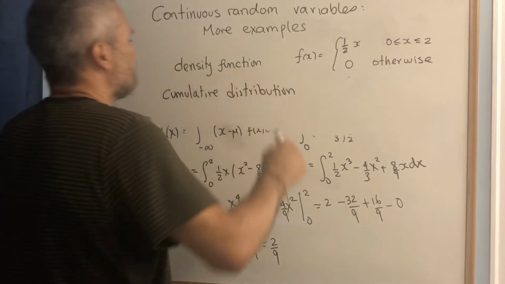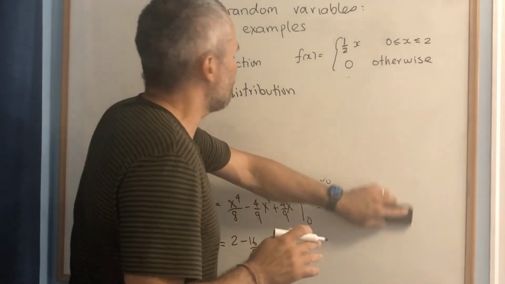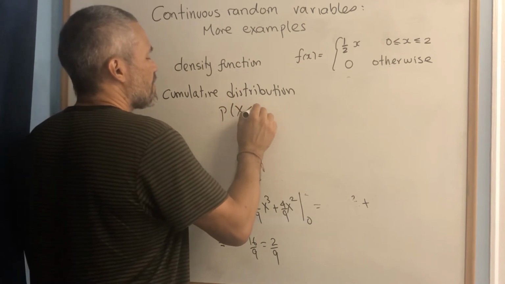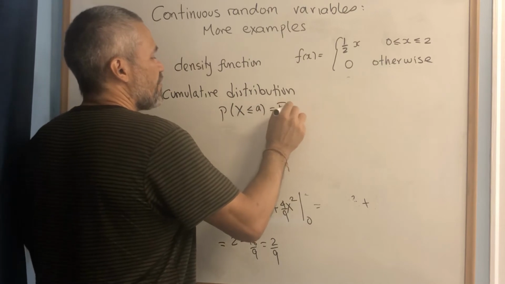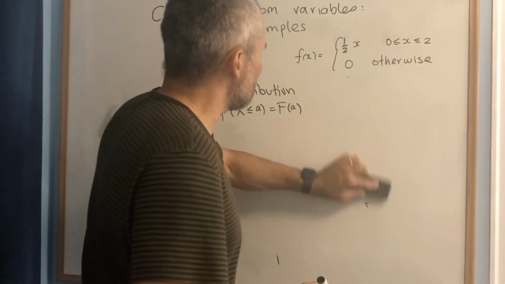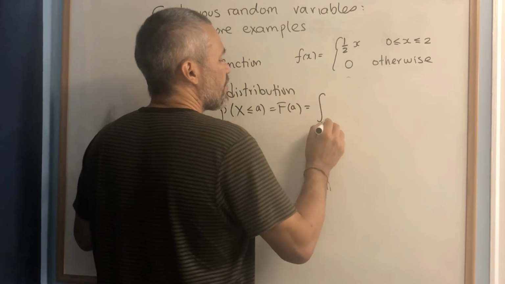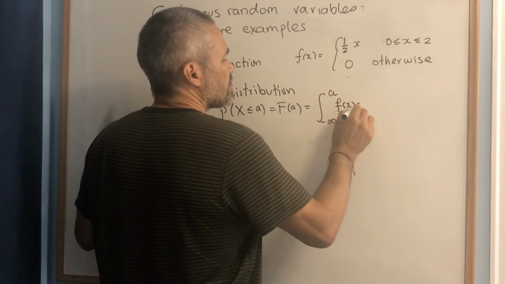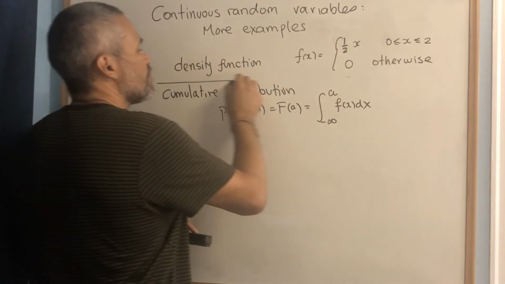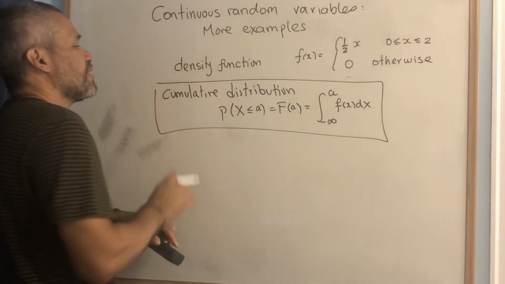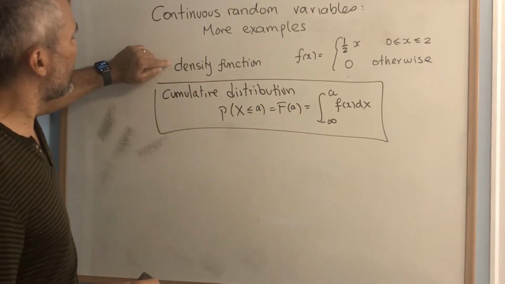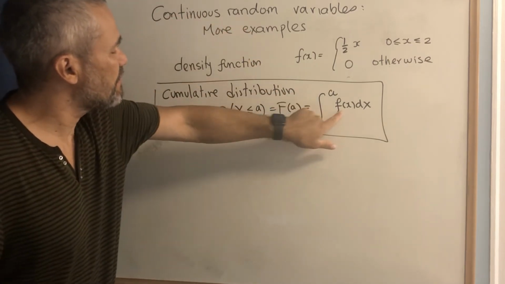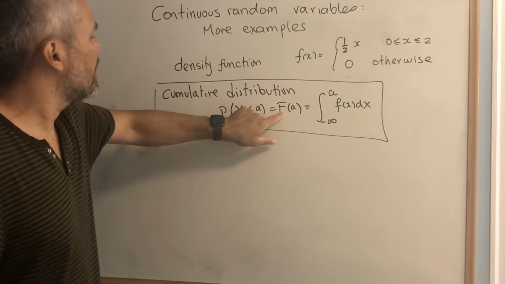And in general, if we have a density function, the cumulative distribution is defined as the probability that x is smaller or equal than a. This is just F of a. And then, by definition, it is the integral from negative infinity to a of f of x dx. This is the definition of the cumulative distribution for a random variable that is defined with a density function.